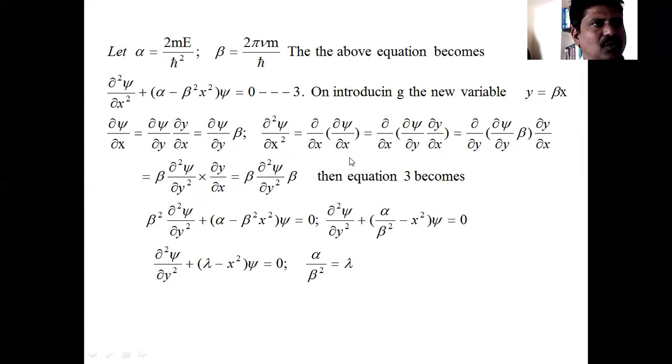∂ψ/∂x into ... So you want here, I have left that beta. So beta is also introduced, ∂ψ by... it's already there. So ∂y/∂x into ∂ψ/∂x is there. So this is equal to ∂/∂x into ∂ψ/∂y, which is ∂y/∂x. So this is equal to ∂/∂y.